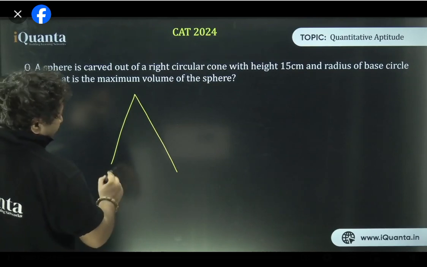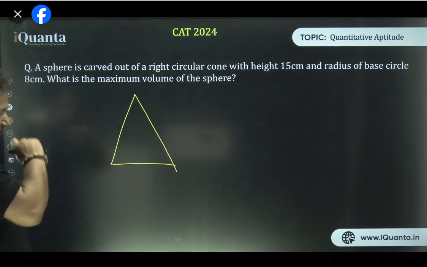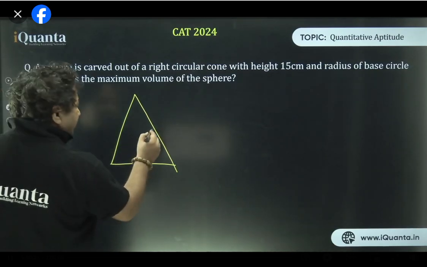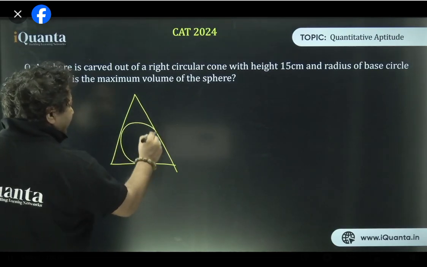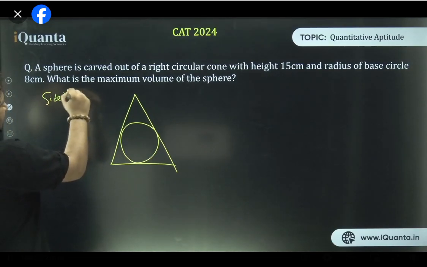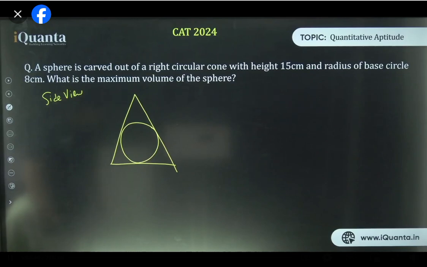This is how the cone will look. In 2 dimensions, the cone looks like a triangle, isn't it? Is that right? We don't really know. And the sphere looks like a circle in 2 dimensions. So I'm looking at it from the side view. That's how it looks. What now?